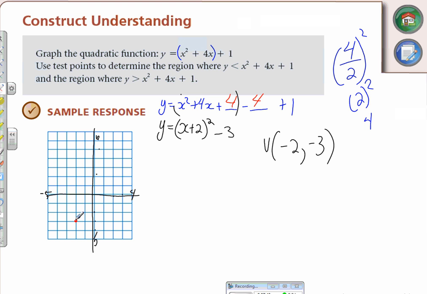My y-intercept is equal to 1. So that means that 2 over, is that 1? So 2 over to the left from the vertex is also going to be 1 to that point. It's got to be symmetrical on either side.